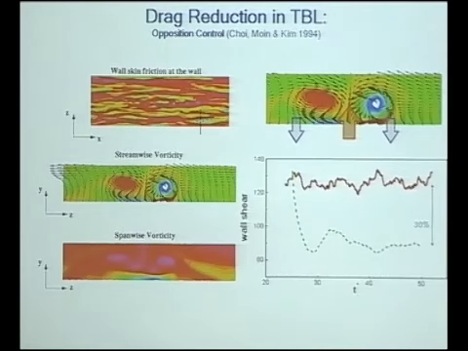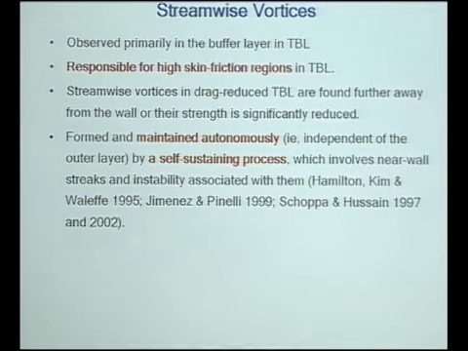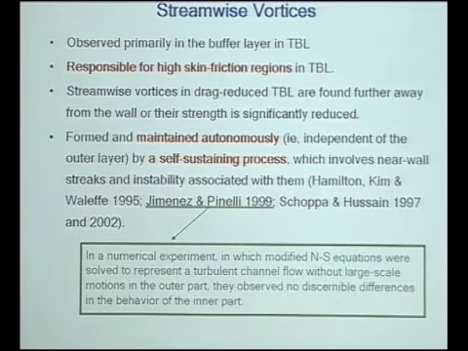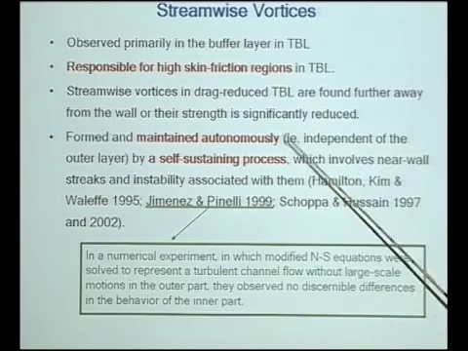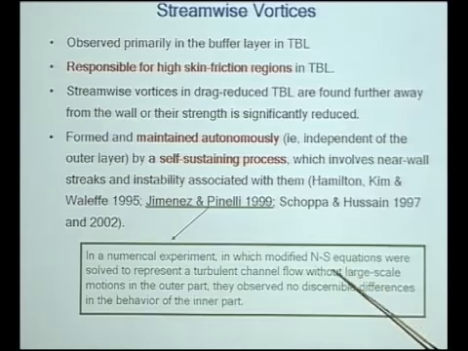And here's one piece of evidence that we did some years ago. The simple idea is, if the streamwise vortices are causing large skin friction, we can apply control, what is now known as opposition control, to reduce the strength of the streamwise vortices. Then that indeed gives about 30% skin friction reduction.